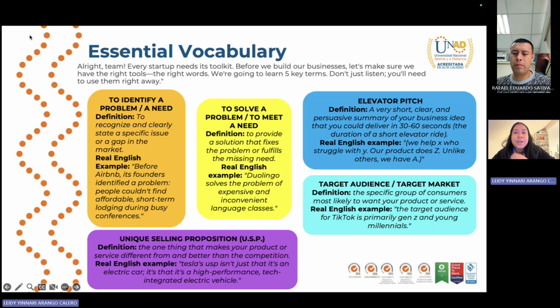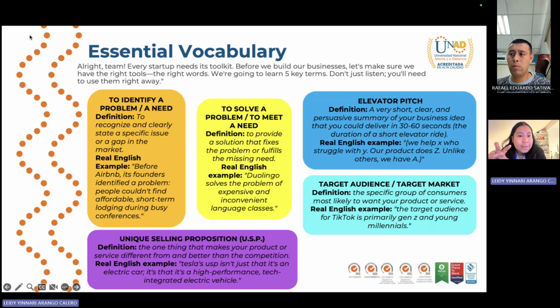I'm going to read some of them to make it a little bit dynamic, and if you have a good view of the frames, you can also help me to read one of them. I will let you know. First, I'm going to explain how we identify a problem or a need, so we can recognize this clearly.